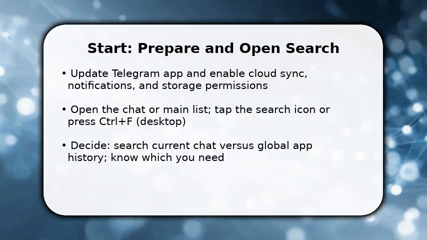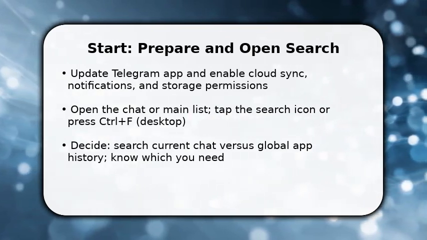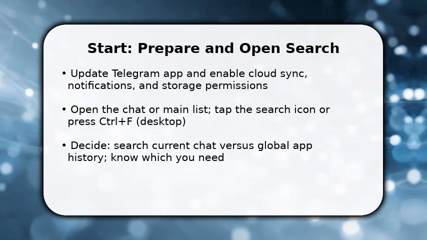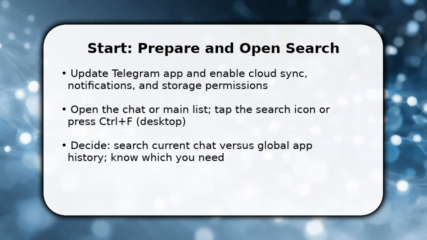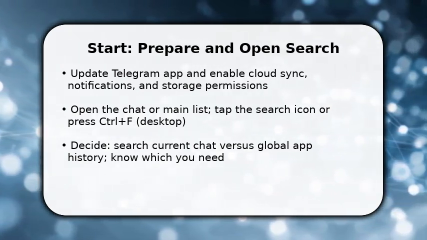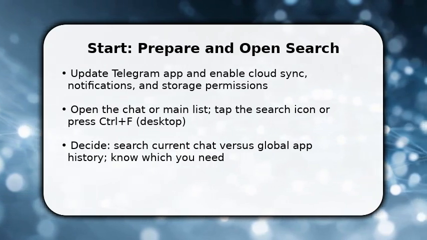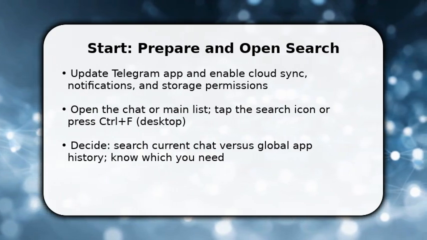You start by making sure Telegram is updated and Cloud Sync is enabled so history is accessible across devices. Once done, open the specific chat or stay in the main chat list and tap the search icon. On desktop, use Ctrl+F. Make sure you understand whether you need in-chat search or global app search. This determines where you type and which results appear.